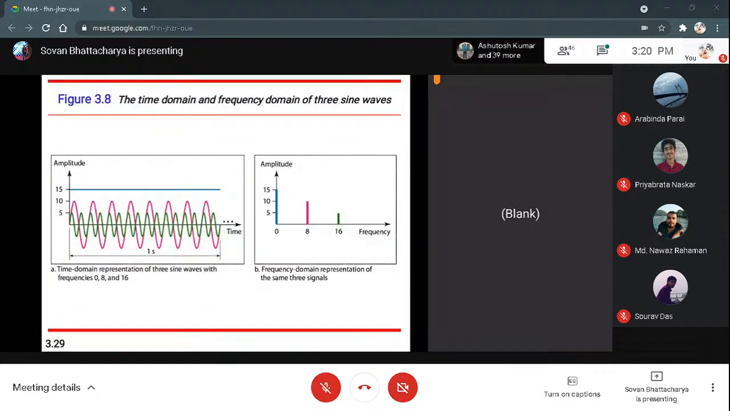Now on the frequency side, for frequency 0 the amplitude is 15, so there is one straight line at 15. The 8-frequency signal has amplitude 10, and the 16-frequency signal has amplitude 5. So there are different amplitudes and different frequencies within the time domain, for the three sine waves.